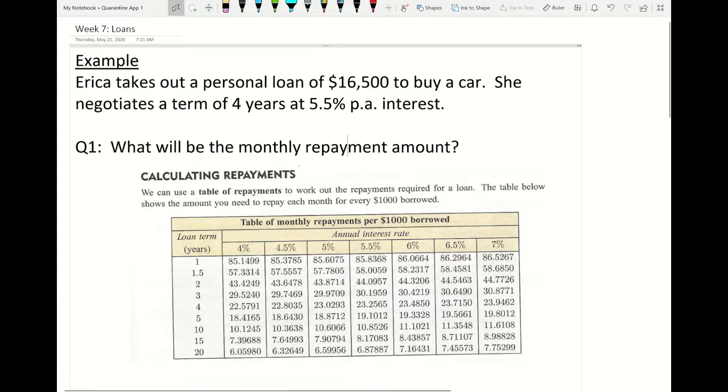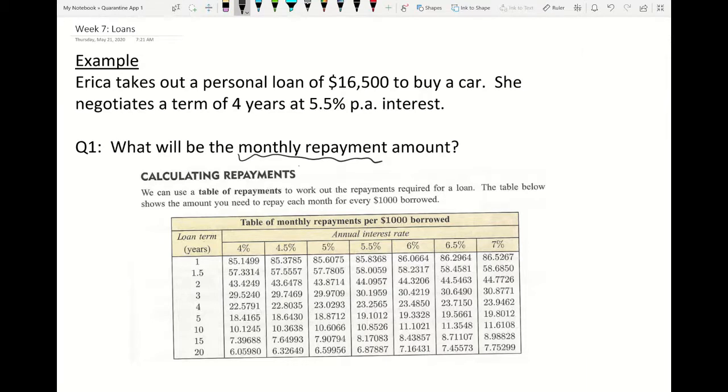Okay, so let's take a look at an example to see what we are trying to figure out. So here, in this example, Erica takes out a personal loan of $16,500 to buy a car. She negotiates a term of 4 years at 5.5% per annum, meaning yearly interest of 5.5%. Okay, so the big question is, what will be her monthly payment amount?